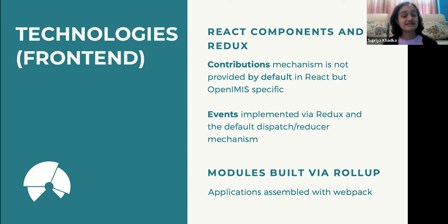The technologies that are involved in the front end are React components and Redux. The contribution mechanism is not provided by default in React, but it is openIMIS specific. So we have to use contributions, but it is not provided by default, so it is openIMIS specific. The events are implemented via Redux using the default dispatch reducer mechanism. The modules that we talked about are built via rollups and their applications are assembled with Webpack.